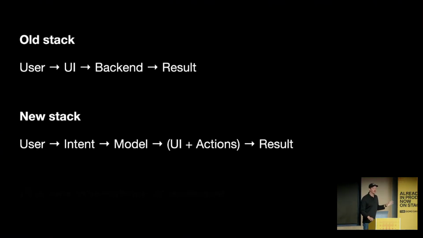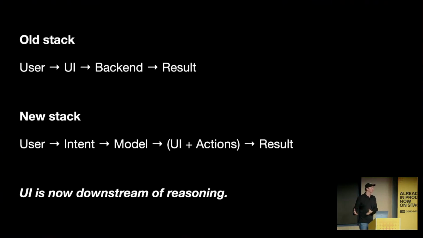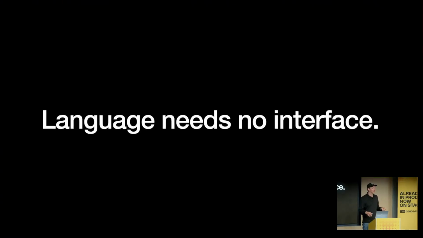And the impact here is that the UI is now downstream of reasoning. It used to be that you would do reasoning, you would work with the machine, and then get an output. Now you just express your intent to the machine, and you're reasoning together, which is really, really cool. That's how people interact with each other. So I think this AI breakthrough, when we talk about UI and interfaces, is actually a breakthrough between human and machines. Language needs no interface. We all know it. We know how to talk to each other. We don't need anything in between us.